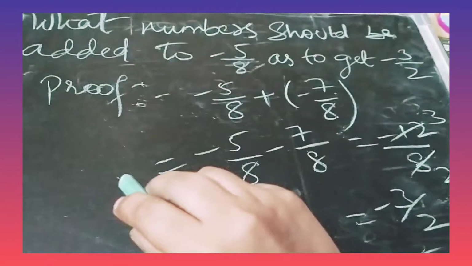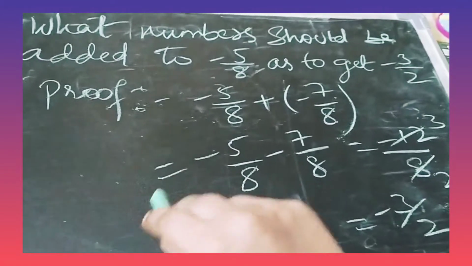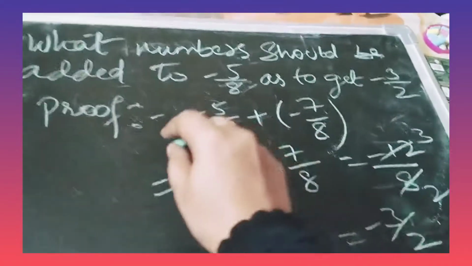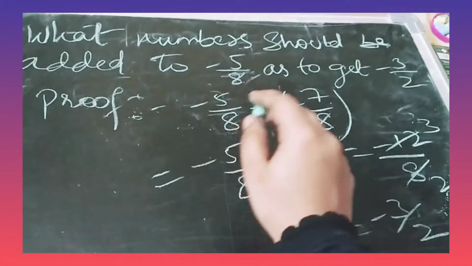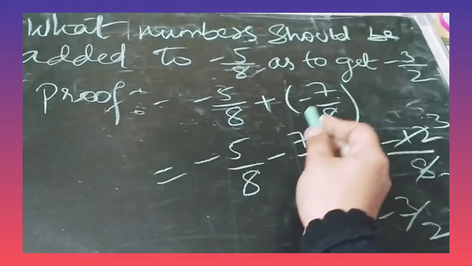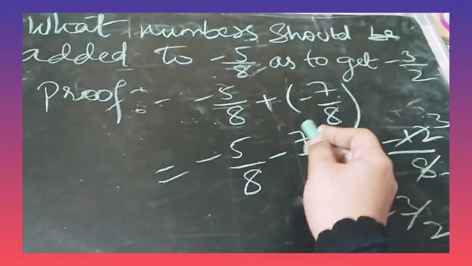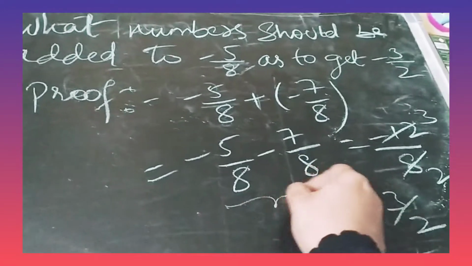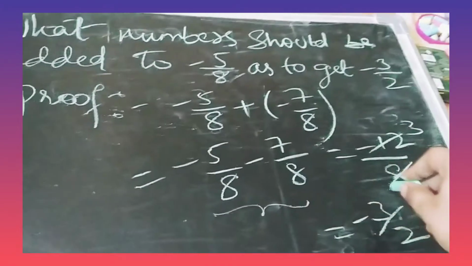Proof. Now we are proving it. Okay, so we have got x is equals to minus 7 by 8. The number is minus 7 by 8. So if we are adding minus 5 by 8 with minus 7 by 8, what is the answer here? Minus 5 by 8 plus of minus 7 by 8. Okay, plus into minus is minus. Okay, minus 5 by 8 minus 7 by 8. Here denominator is same, so you have to write the denominator like this only.